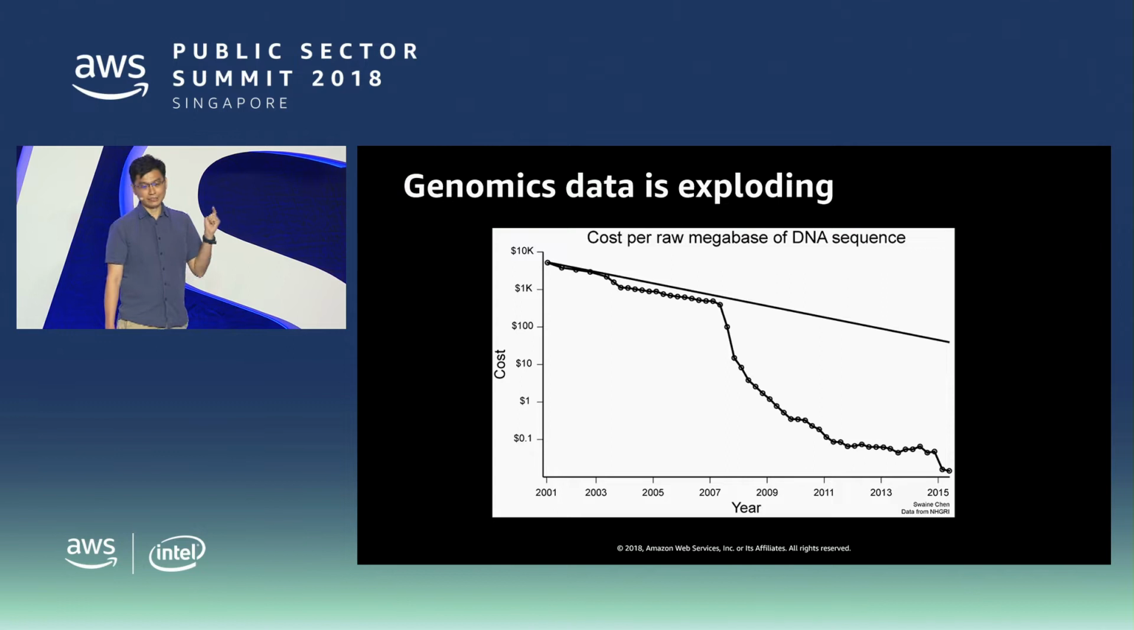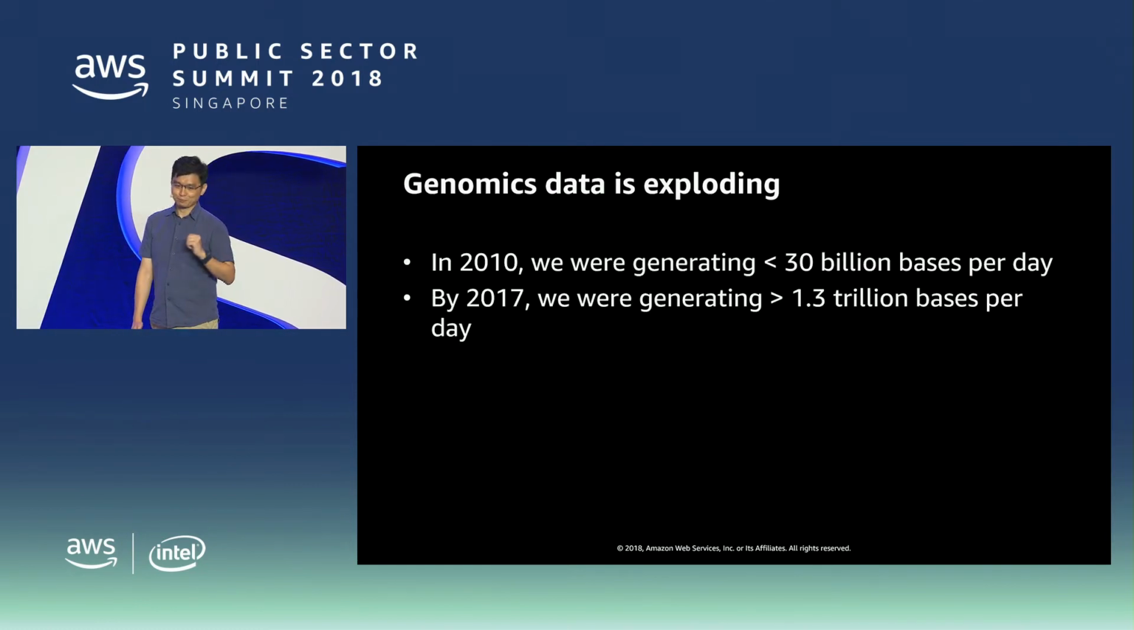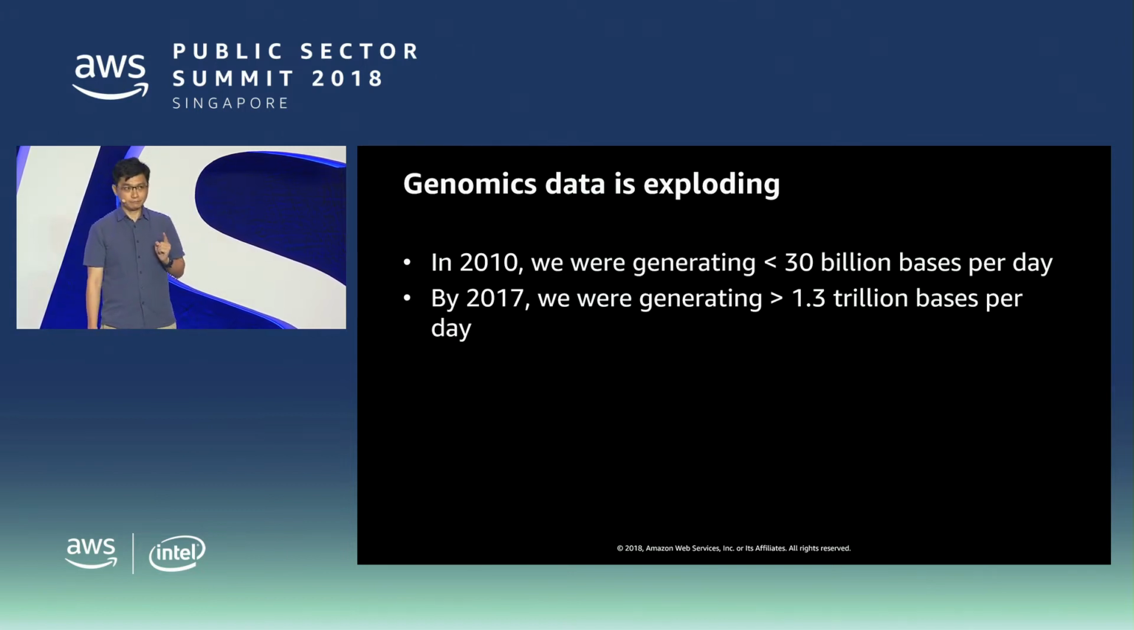As you can see very clearly, from around 2007, the curve just nosedives. What that means is, it's really, really cheap to produce lots of data. Does this sound like a problem? No? OK. So what does that mean for us? In 2010, we were producing slightly shy of 30 billion bases per day.